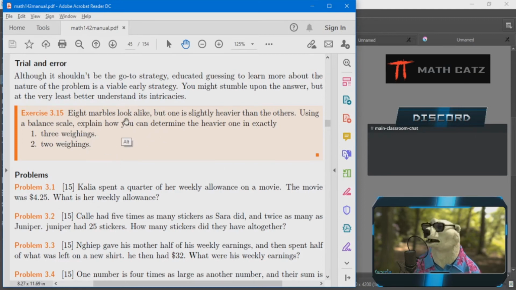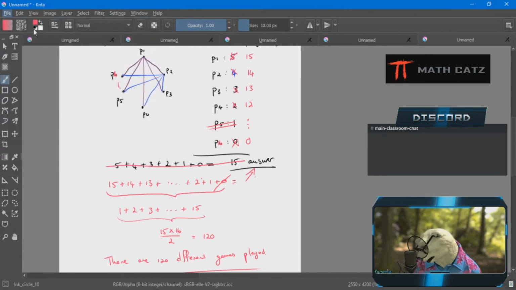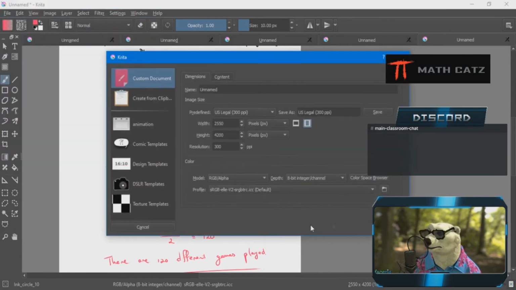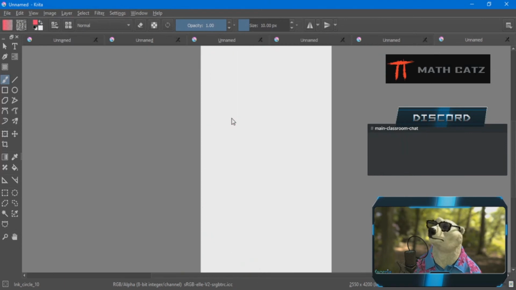8 marbles look alike, but one is slightly heavier than the others. Using a balance scale, explain how you can determine the heavier one in exactly 3 weighings, 2 weighings, and so on. So let me just clarify this question, because there might be people who don't even know what a balance scale is anymore. Where would you use one?